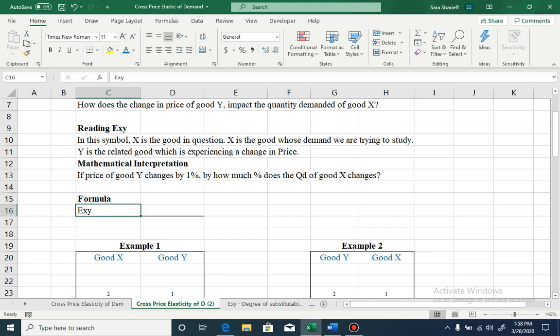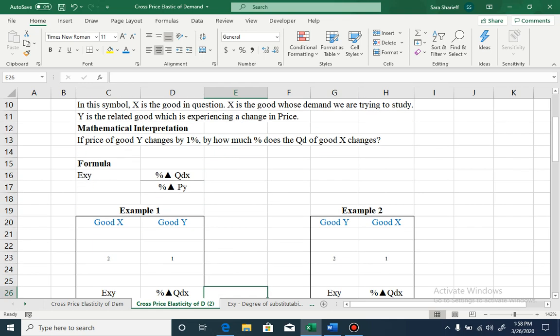What is the formula? What will be the formula? It is percentage change in quantity demanded of good X divided by percentage change in price of good Y. This is the formula for cross price elasticity of demand.